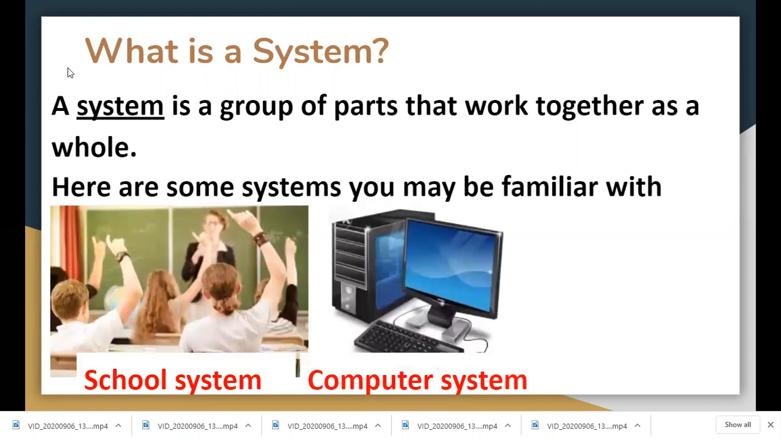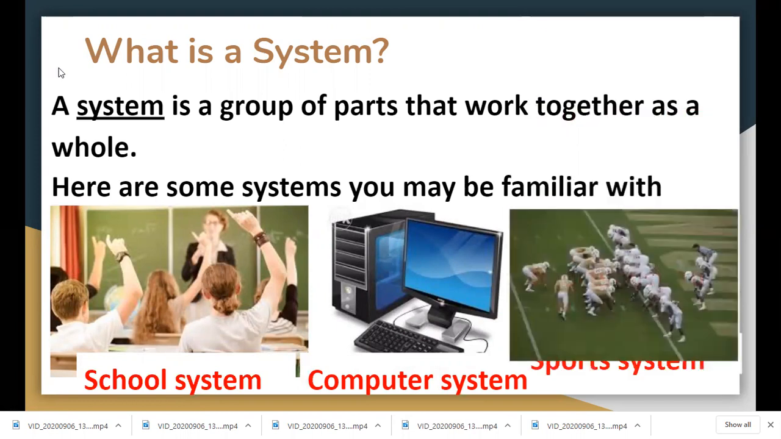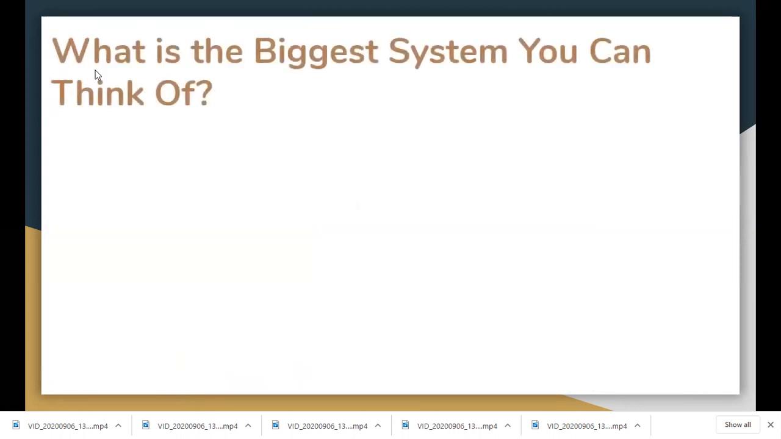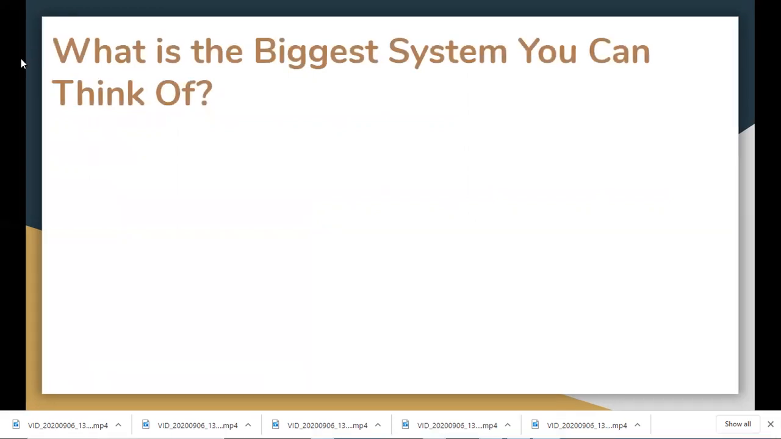Okay, here's another system that you may very well be familiar with, a computer system that includes the keyboard, the monitor, the CPU, right? And how about a sports system? That's a system, isn't it? Yeah, there could be different leagues of players or different players, teams in different leagues, right? So that's a sports system. So now we are going to be talking about what is the biggest system that you can possibly think of. The biggest system that you can think of.